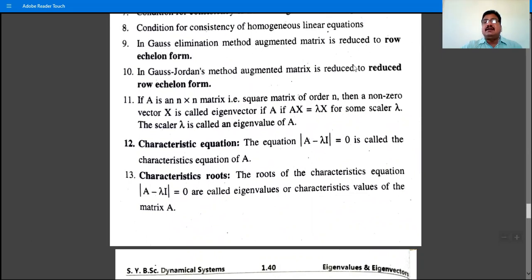The choices are: row echelon form, then reduced row echelon form, then identity matrix, and so on. So the correct answer is: in Gauss elimination method, the augmented matrix is reduced to row echelon form. In Gauss-Jordan method, the augmented matrix is reduced to reduced row echelon form.